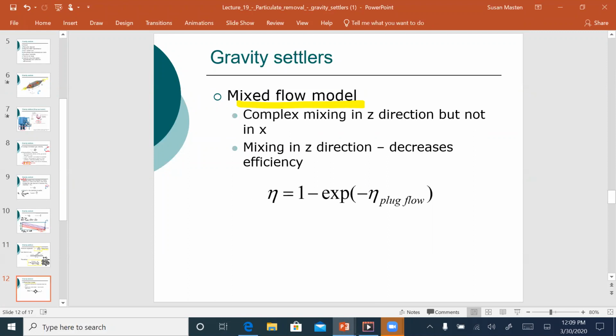So if we have this mixed flow model, then we can use this equation here, which is the efficiency of the mixed flow model. Okay, so we're going to make sure here this efficiency has to be in a fractional, not a percent, but a fractional amount.